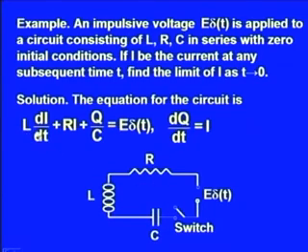So, we get L into s into I bar plus R times I bar plus Q bar over C. C is the capacitance which is constant. The Laplace transform of the right side will be E times the Laplace transform of delta t. We have seen earlier that it is equal to 1. So, we get the Laplace transform of E delta t as E, and the Laplace transform of dq by dt will be s into Q bar minus Q 0. Q 0 is equal to 0, and this will be equal to I bar.